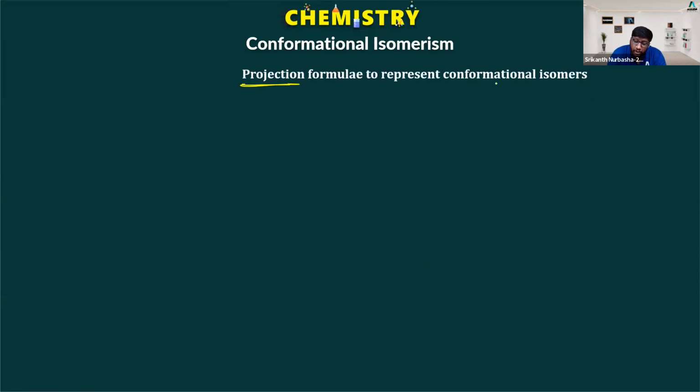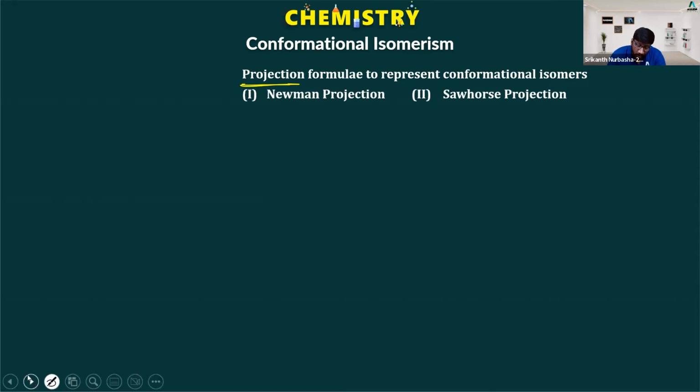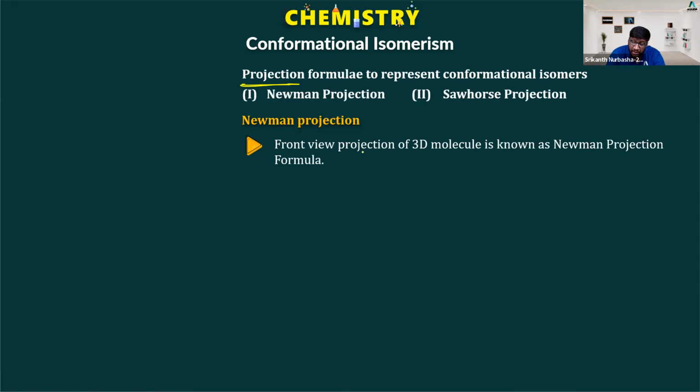There are different projection formulas to represent conformational isomers: Newman projection and Sawhorse projection. These two projections are there to represent the conformational isomers, or conformers. Newman projection is a front view projection of a 3D molecule, and a side view projection is Sawhorse. The front view projection of a 3D molecule is known as the Newman projection formula, and the formula goes like this.